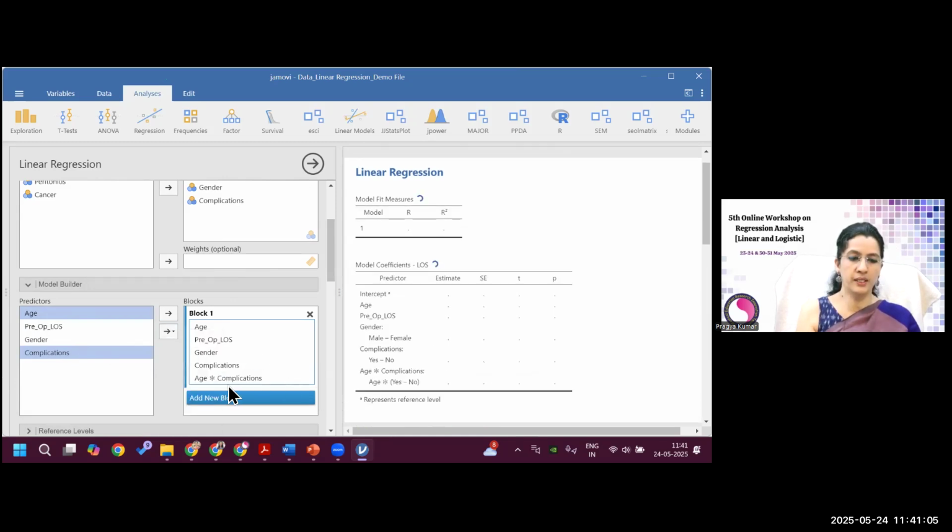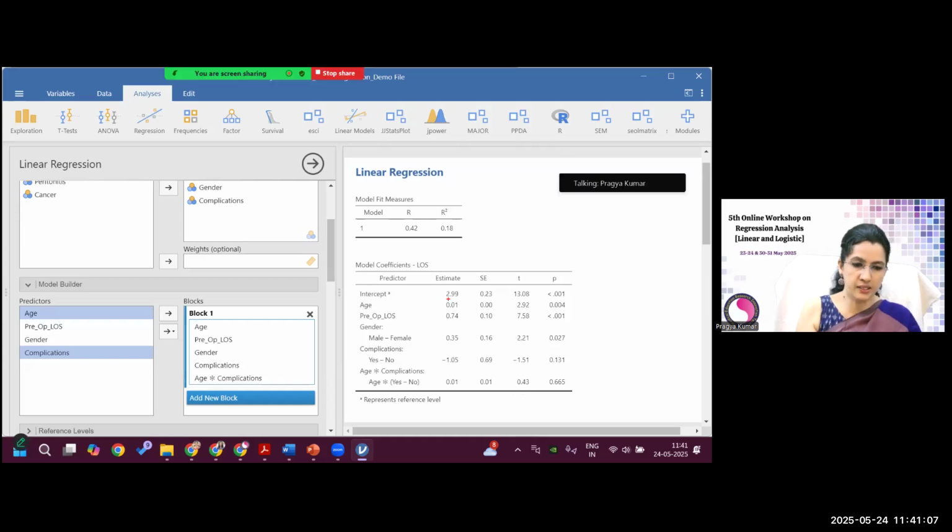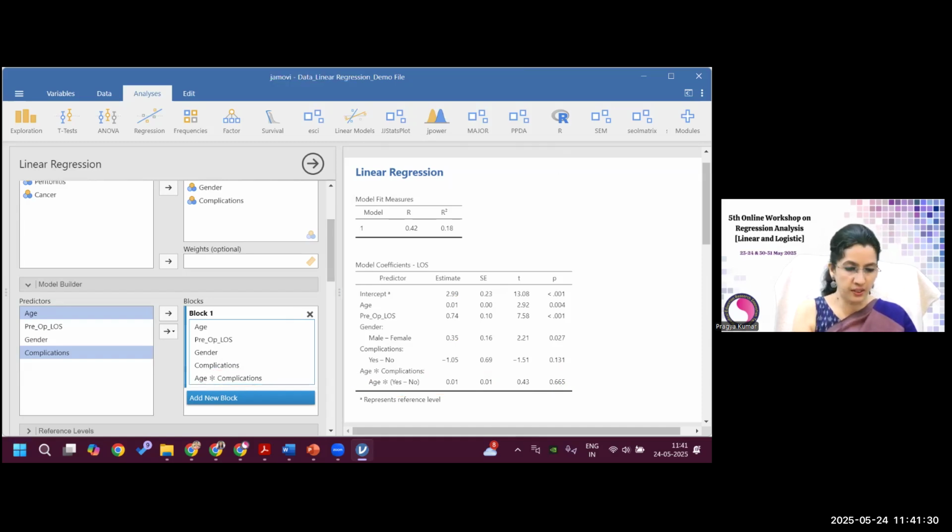So if you enter it as an interaction, you will see a term like this: age, a star, and complications. This term will appear in your model. But again, you can see here that it is not significant. It is 0.665. So if this term is not significant, then your interaction is not significant. Then you can say that there was no interaction between age and complications.